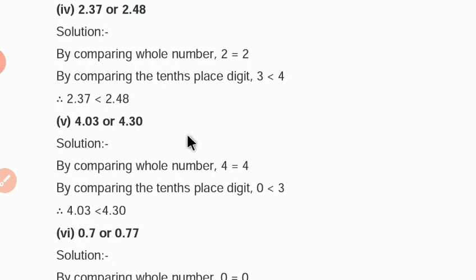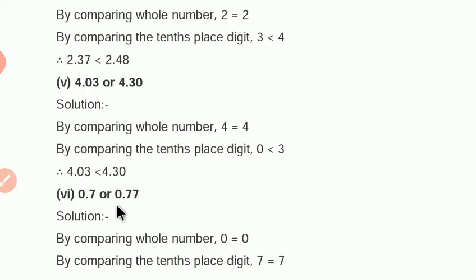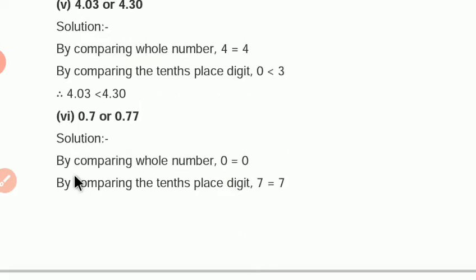Then 4.03 or 4.30. Here also you can see if we compare the whole number, both are having the same digit. Now we'll compare its 10th place digit. Here 0, 3. So 3 is greater than 0. It means 4.03 is less than 4.30, or 4.30 is greater than 4.03.